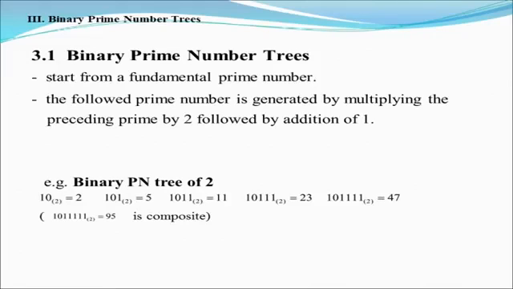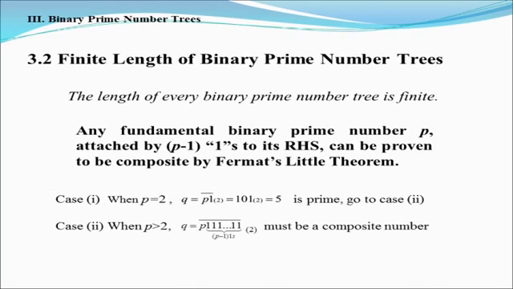We start from a fundamental prime number. The following prime number is generated by multiplying it by 2, followed by the addition of 1, and it remains prime. For example, the binary prime number tree of 2 is shown, where 101111 is equal to 47 in the decimal system. Why do we stop here? Because the next number would be 95, and hence 47 would be our tail prime number in this system.